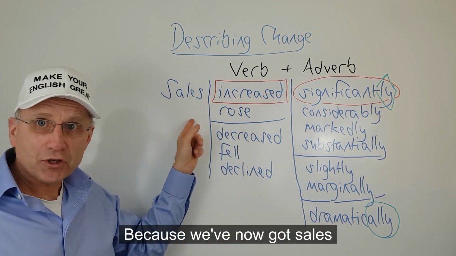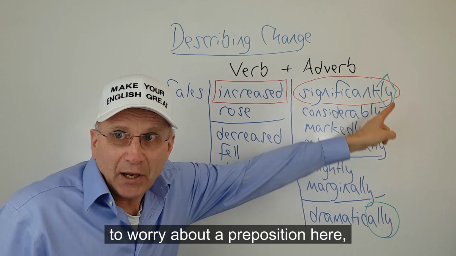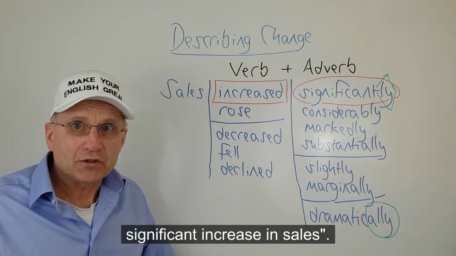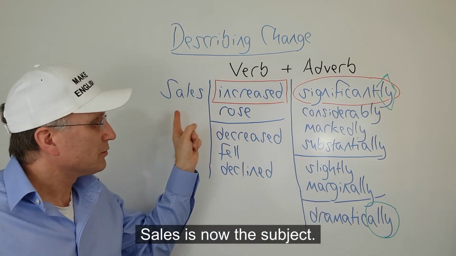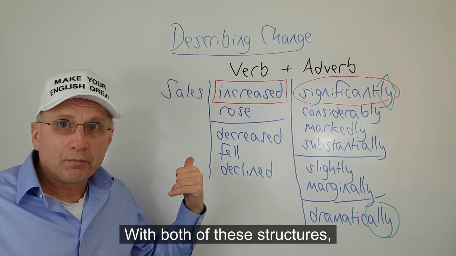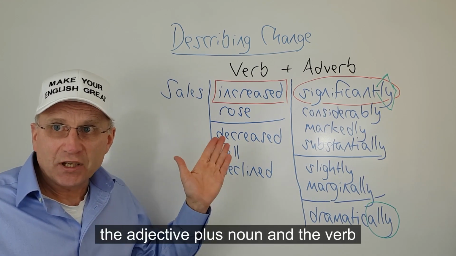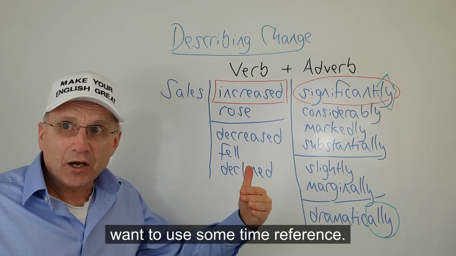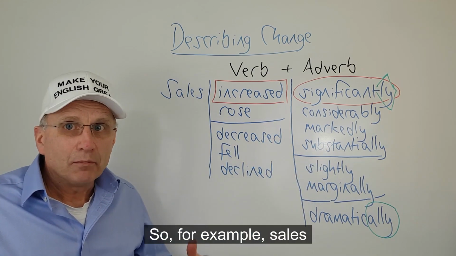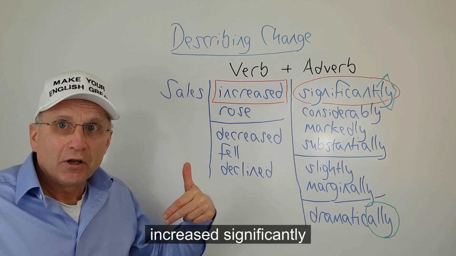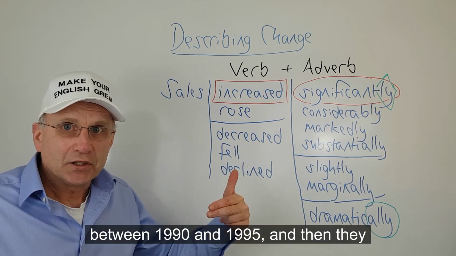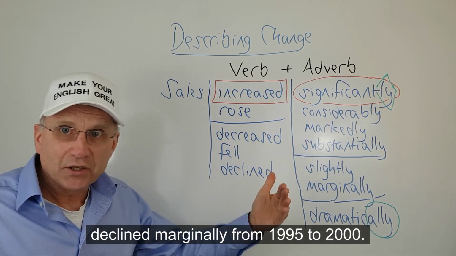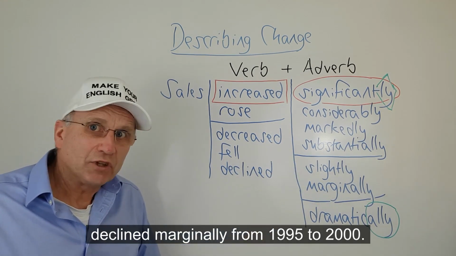Because we've now got sales as a subject, we don't need to worry about a preposition here. Like there was a significant increase in sales. Sales is now the subject. With both of these structures, the adjective plus noun and the verb plus adverb, you may well want to use some kind of time reference. So, for example, sales increased significantly between 1990 and 1995, and then they declined marginally from 1995 to 2000.